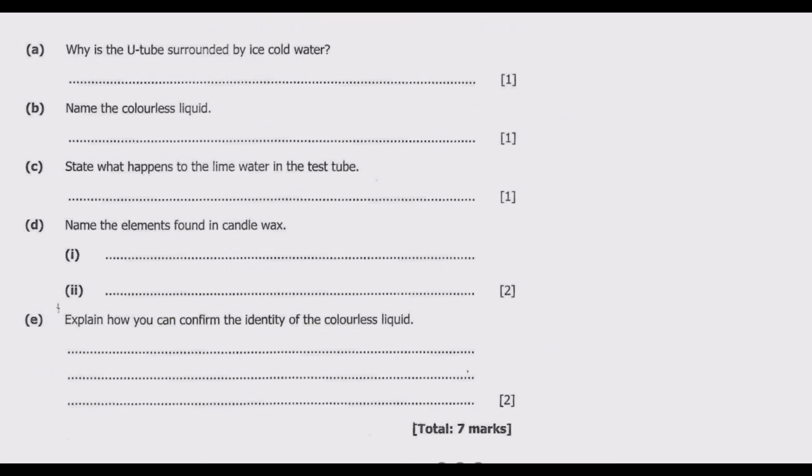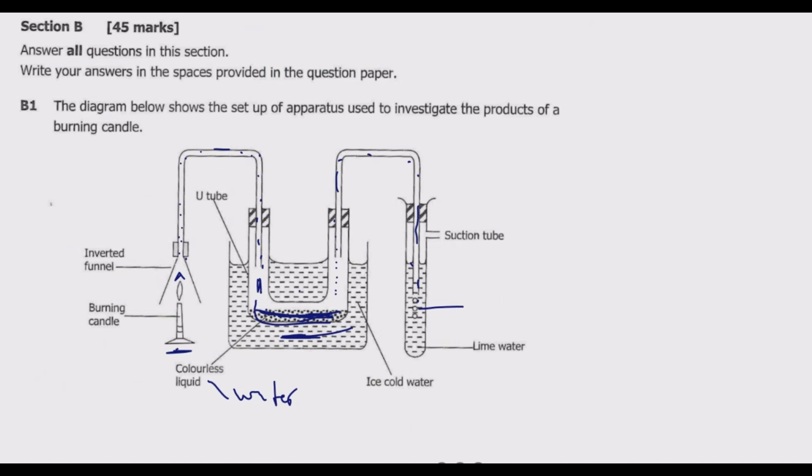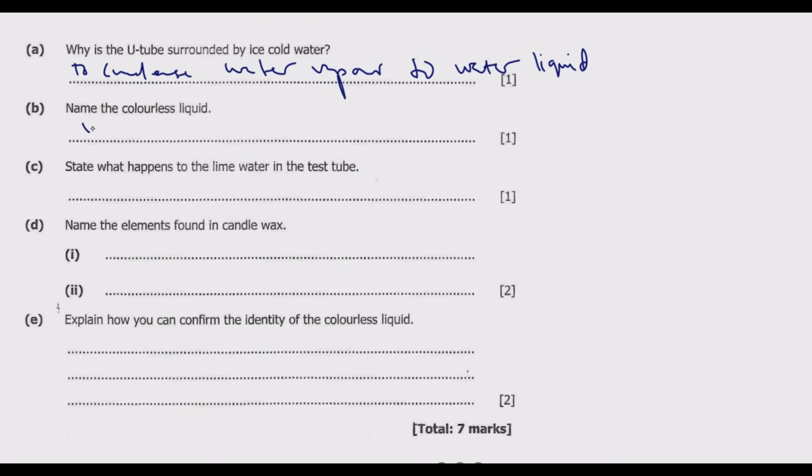So what is the purpose of cold water? Cold water is to condense water vapor to liquid water. That is the purpose of the ice cold water. Then B: name the colorless liquid. This colorless liquid, you have already named it. This is the water that we are seeing there, which is condensed from the vapor to liquid water.